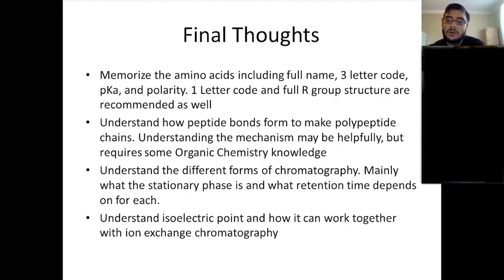That's also maybe important because on the MCAT, they might not ask you to know what gas chromatography or thin layer is, but they may describe it in a passage and then ask you about it. So they are giving you the information, but then they ask you about it, and you could use your understanding of chromatography to answer that. Okay. Lastly, you should understand isoelectric point and how it can work together with ion exchange chromatography. Like you saw, some questions use both, so you should understand them both separately, but also how they can work together in an experiment. Okay.